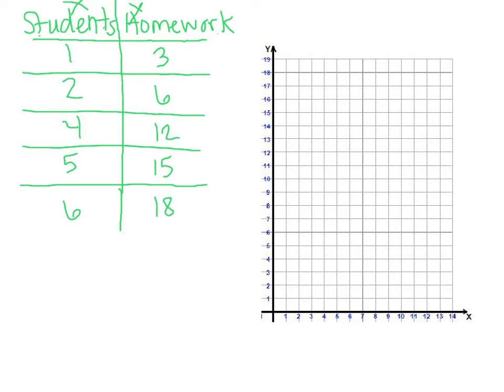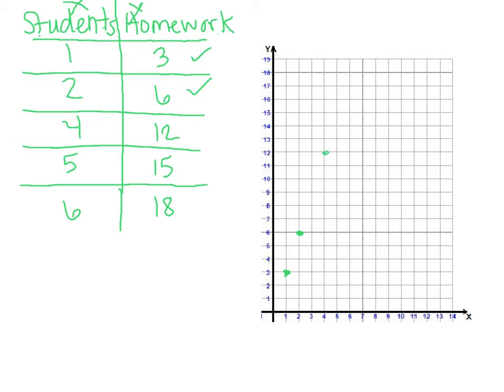I'm going to graph my first point. One student is 3 homework. So I go over 1 on the X, and then I go up 3, and I'm going to make my point. Check it off. My next point is 2 students with 6 homework. So I go over to 2 on the X, and up to 6 on the Y. Check it off. My next point is 4 students are 12 homeworks.